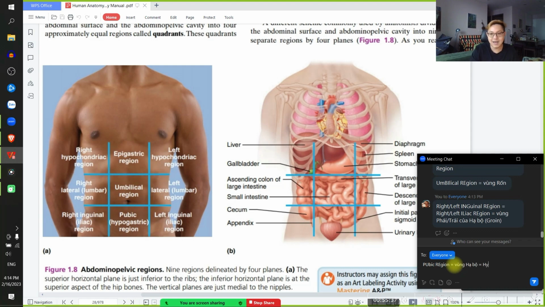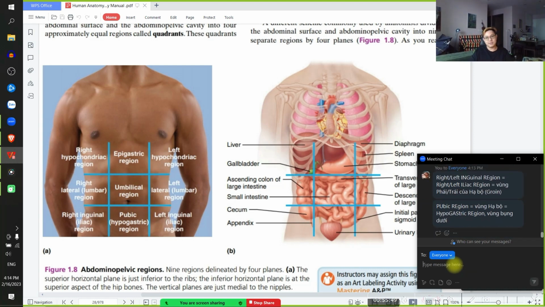Or we call them hypogastric region. Nó gọi là vùng bụng dưới. Hypo means below. Hypogastric region, vùng bụng dưới. Hypogastric and epigastric, bụng trên, bụng dưới, rốn. Epigastric, umbilical region, and then hypogastric region.